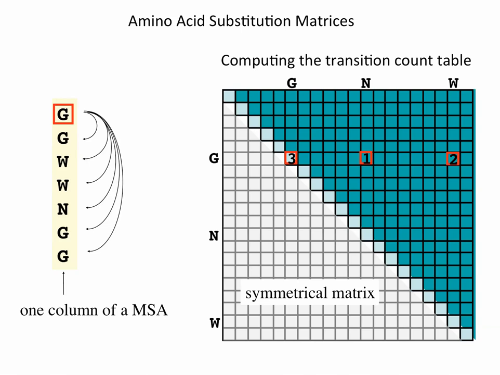First, we have to construct a transition count table for the changes observed between sequences. In this example, we will focus on one column of the alignment to calculate all possible transitions. We start on the first sequence and we count how many times it is changed by other amino acids. In the case of glycine, 1, 2, 3 times it is changed by glycine. 1, 2 times it is changed by tryptophan, and 1 time it is changed by asparagine.